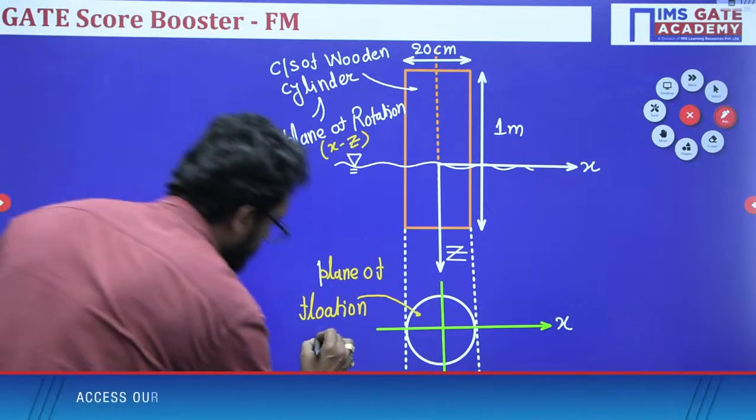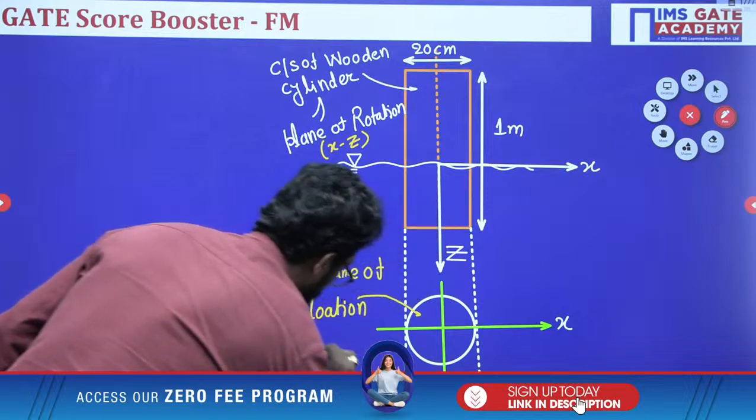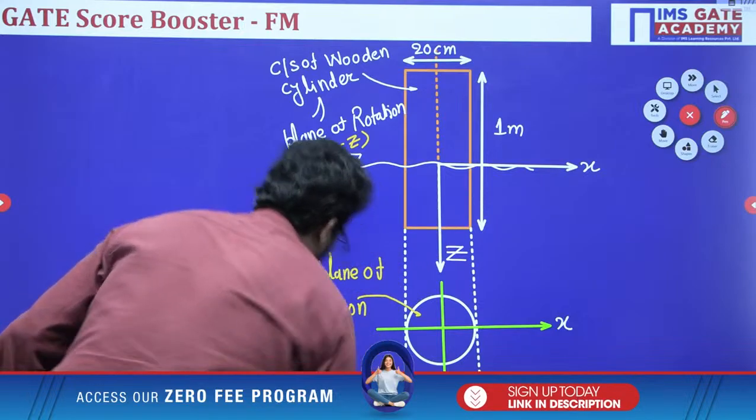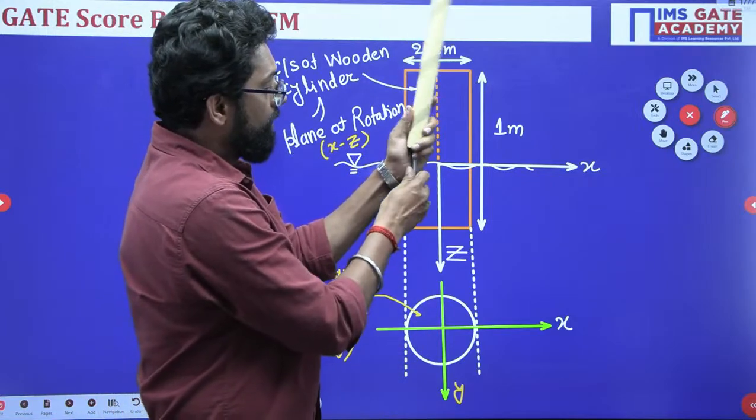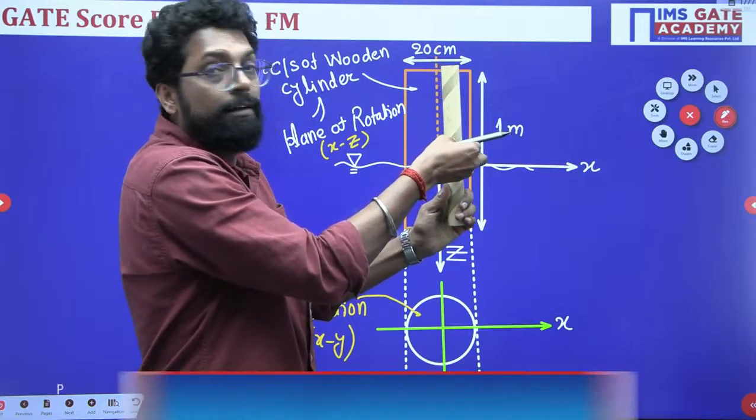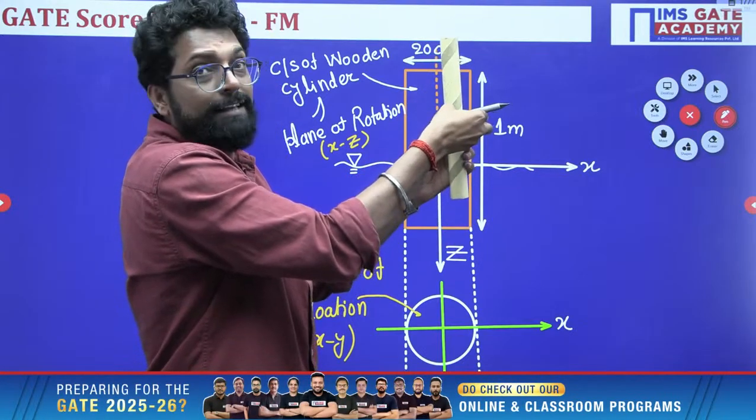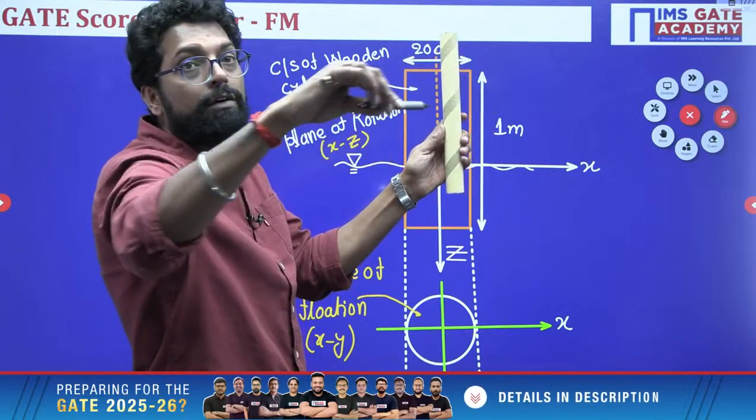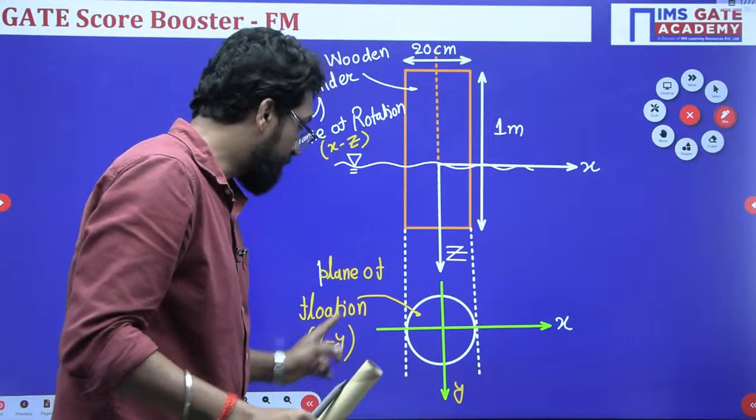And plane of flotation is in which plane? X and Y. Why? Because beta, see, this is our cylinder. This is our Z axis. This is our X axis. This is our Y axis. So Y axis always appears in the plane of flotation.